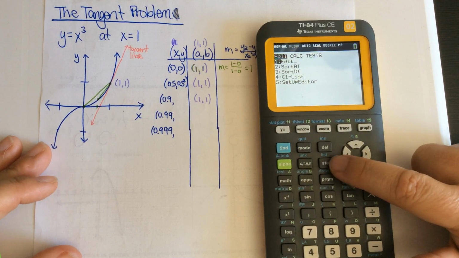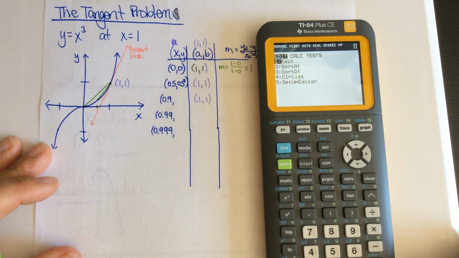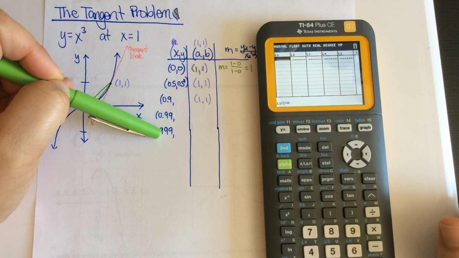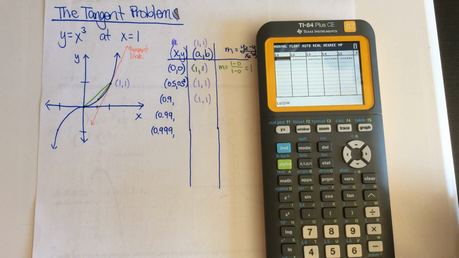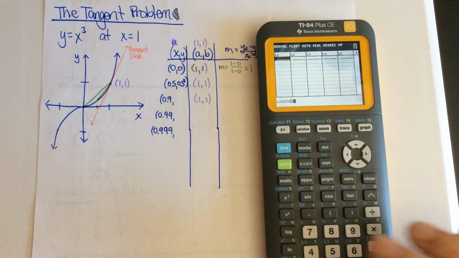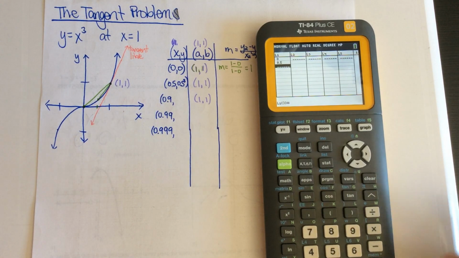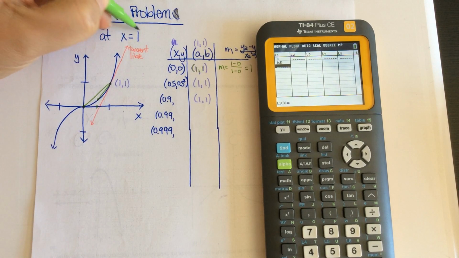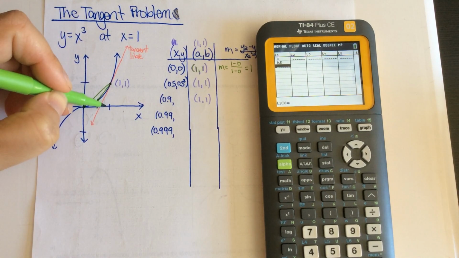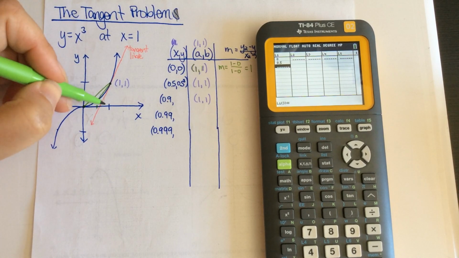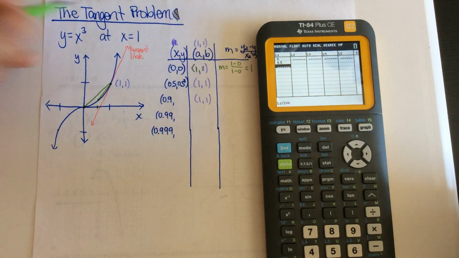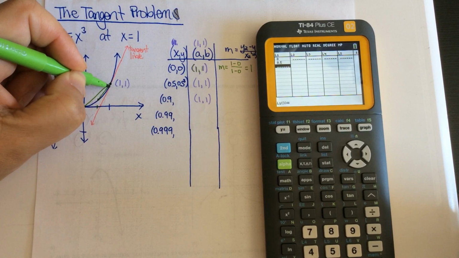So I'm going to go stat, and then hit enter to edit. I'm going to put in all of these x values. What's going to happen is I'm going to get my x value closer and closer to this x value, starting at 0 and then going to 0.5. I could go like 0.7 and 0.8, but the idea of a limit is to get really stinking close. So I'm going to go 0.9 and then 0.99.